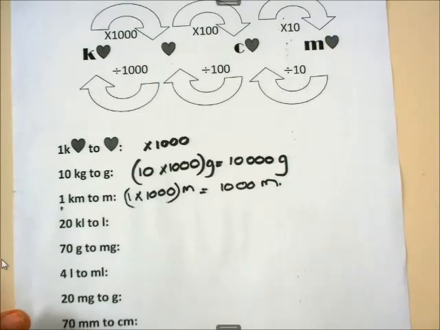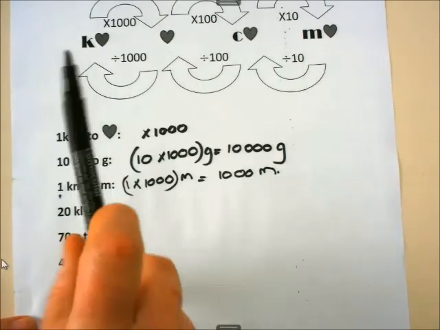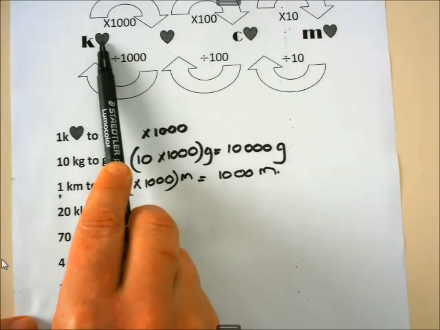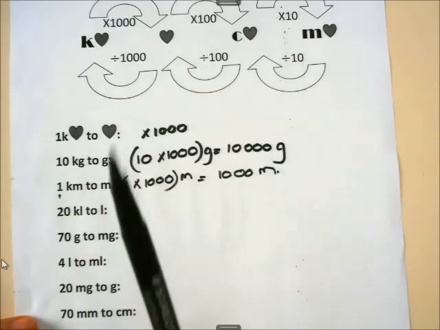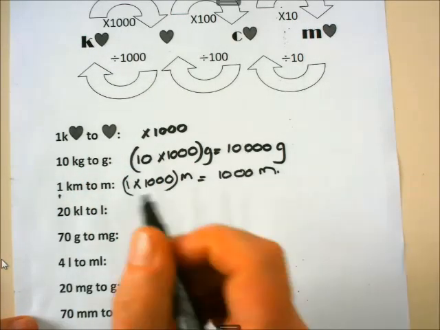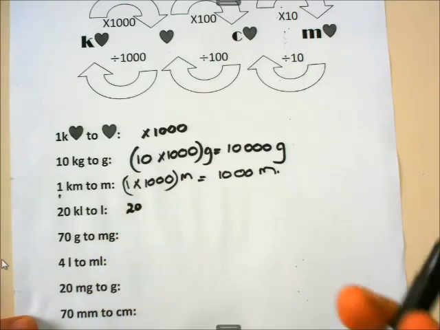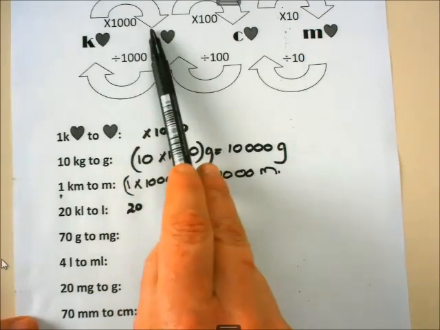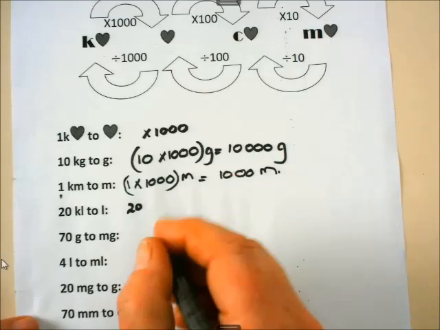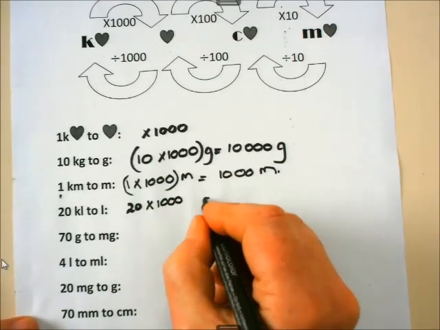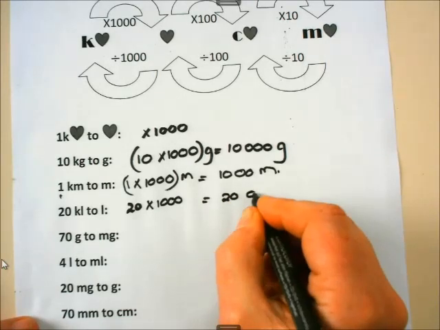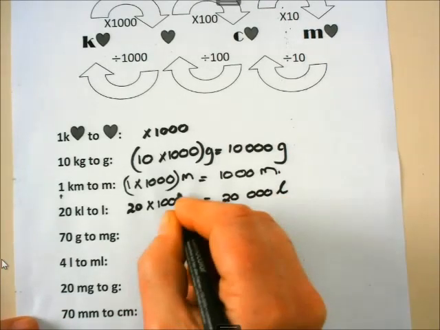20 kiloliter to liter. Again, the hertz is replaced with a liter. I'm moving from kiloliter to liter. So, what must I do with the 20? I must take the 20 and I must multiply it with 1,000. So, 20 kiloliter is the same as 20,000 liter.